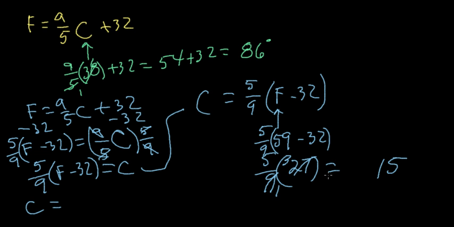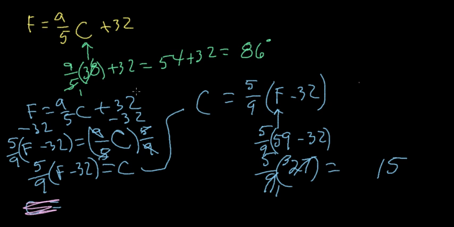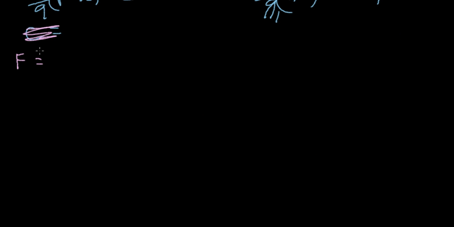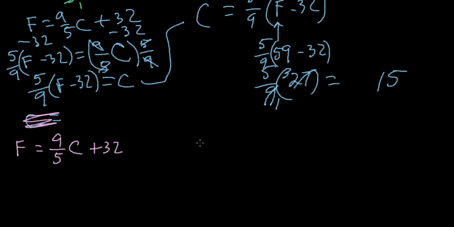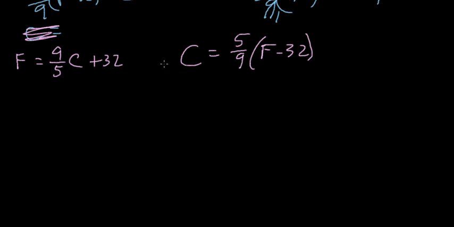Well, ladies and gentlemen, what we have just done here is we have found the inverse of this function. F equals, what did I say that was? 9/5 C plus 32. And I said that C, centigrade, is equal to 5/9 times F minus 32. Fahrenheit minus 32 degrees. So these two are inverses of one another.